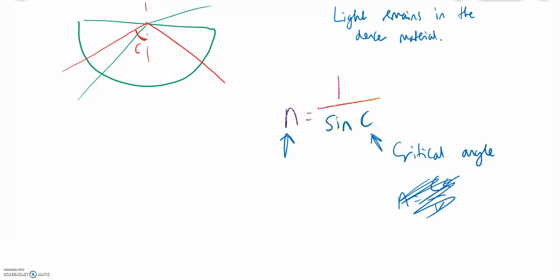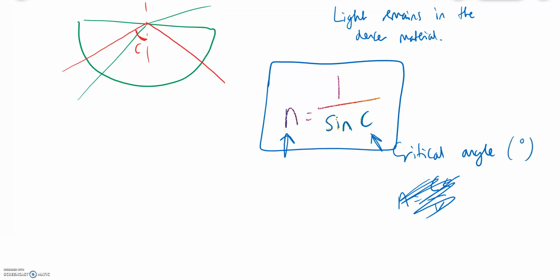So if you know the refractive index, n, which you can often just look up, you can find out the critical angle, so you can find out when total internal reflection is going to happen. So that's how you can use that equation, and it is one of the ones you need to know. Units for critical angle are degrees, and remember, refractive index has no units.